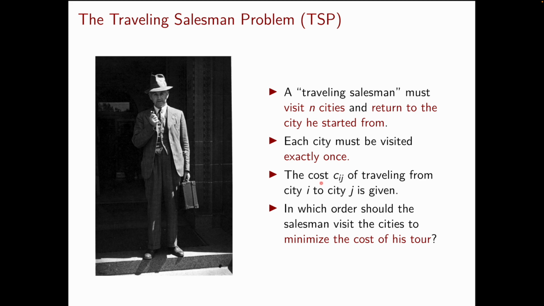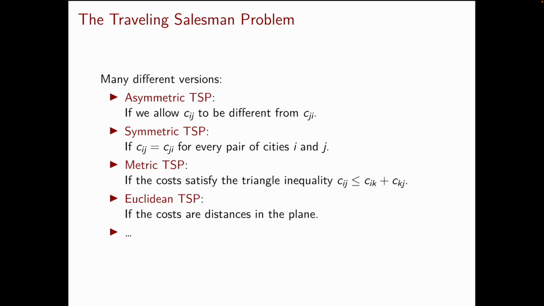We are then given the cost Cij of traveling from city i to city j. The question is: what is the order in which the traveling salesman should visit the cities in order to minimize the cost of his tour? Now, depending on the structure of the costs Cij, we can have many different versions of the traveling salesman problem.